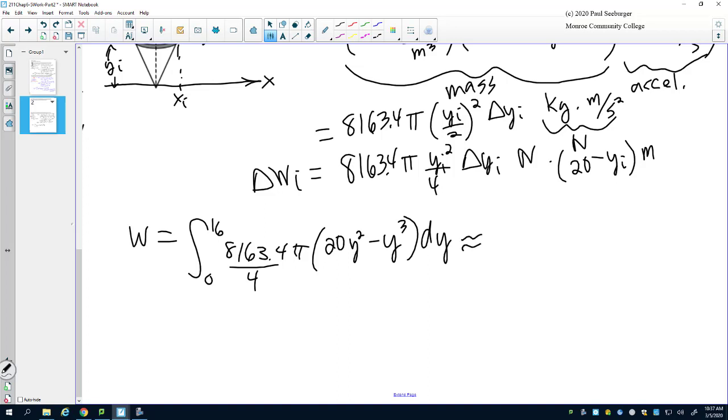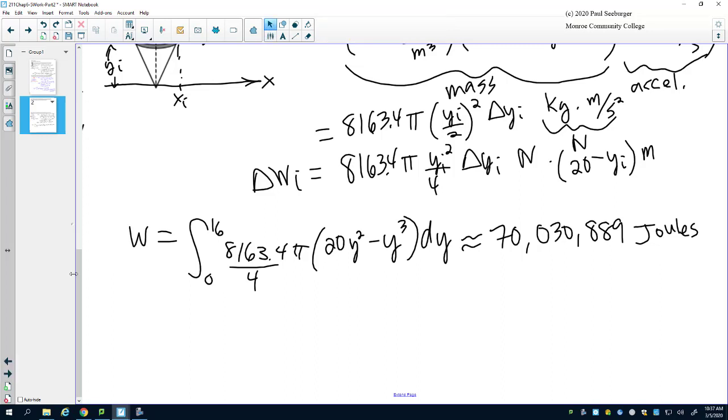Okay, and I again won't go through the whole process here of integrating. We'll get the approximate value, 70,030,889. And the units on this are effectively newton meters, right? Which simplify to joules. Now you could just put newton meters and be okay. I'm all right with newton meters. Just don't put joules when it's foot-pounds. You'll lose points for sure. Make sure you're consistent with your problem.